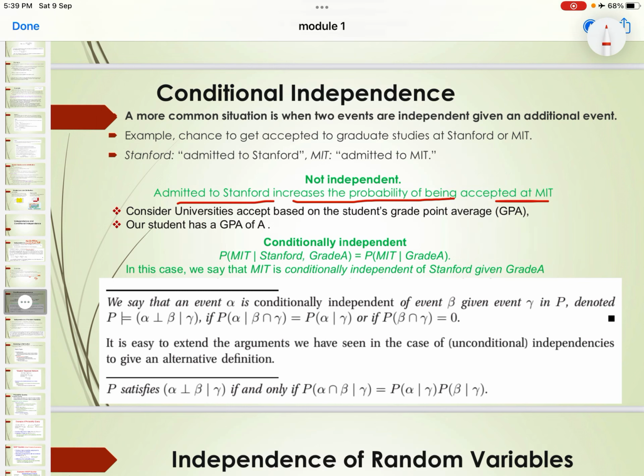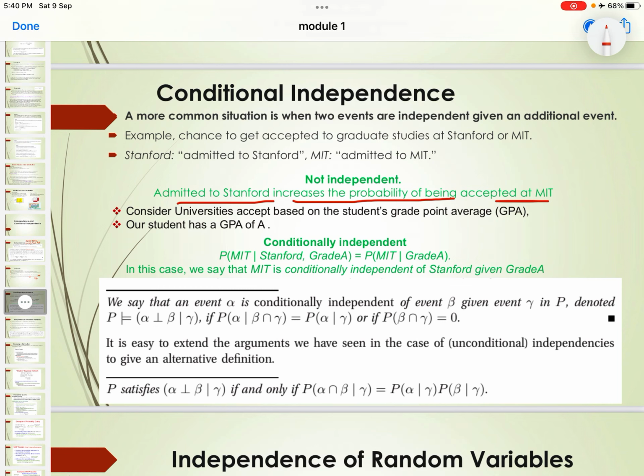Consider that the university accepts based on the student's grade points, that is, the GPA. Our student has a GPA of A. Conditionally independent. P of MIT given Stanford and grade A is equal to P of MIT given grade A. Now in this case we say MIT is conditionally independent of Stanford given grade A. So it is conditionally independent of Stanford given that the student has got a grade A. So it is not actually independent. If you are getting admission in Stanford, that means your chances are increasing to get in MIT.